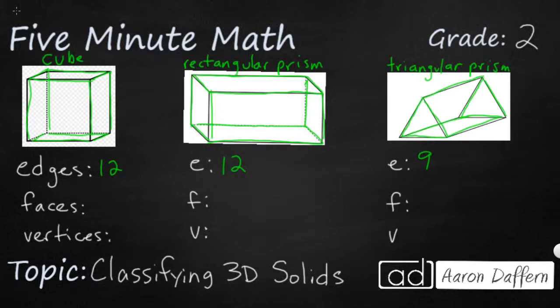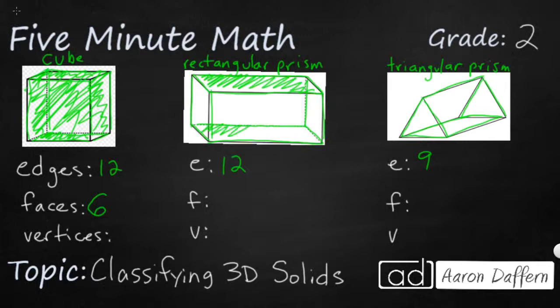Now faces are flat surfaces here. So on the cube, we've got 1 on the top, 1 on the bottom, and then 4 all around. All together, that's 6. Think of rolling a die. You've got one number on each face, so 6 faces. We're going to find the same thing on our rectangular prism. It also has 6 faces, 1 on the top, 1 on the bottom, 1 on each side, and then the front and the back. So that's going to be 6.